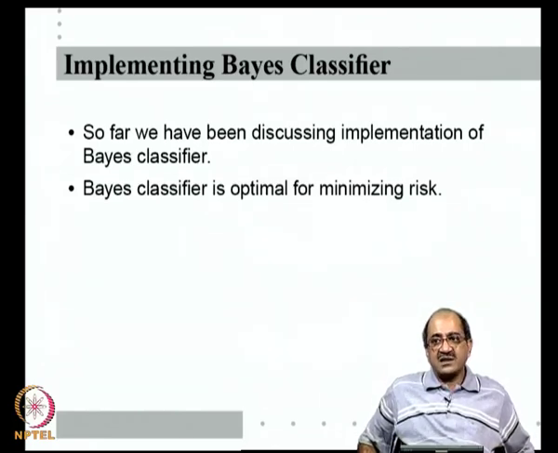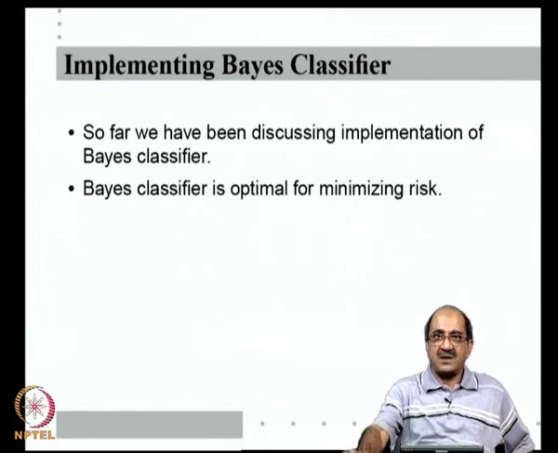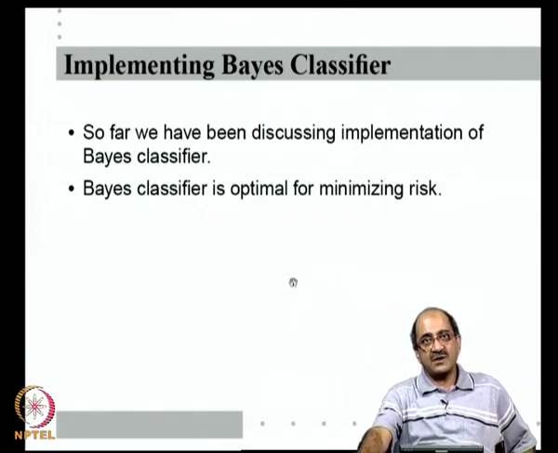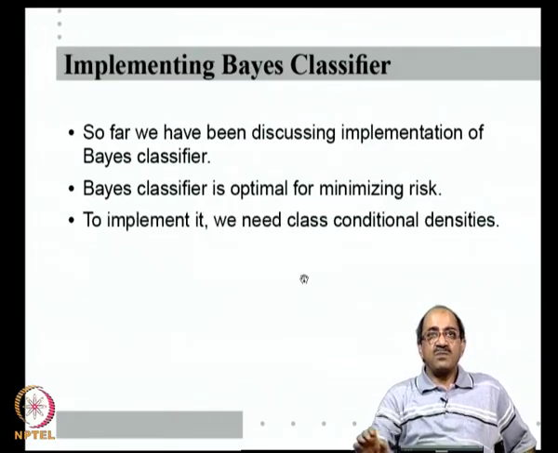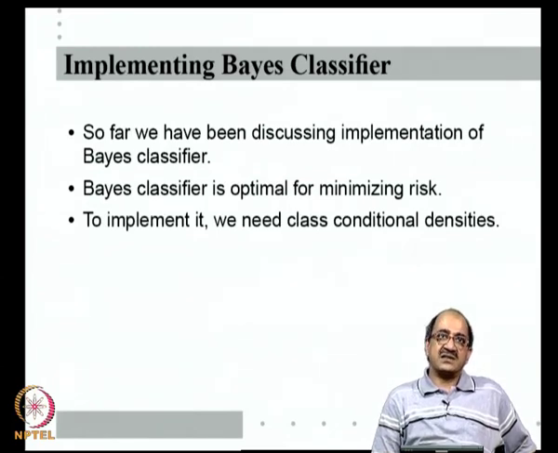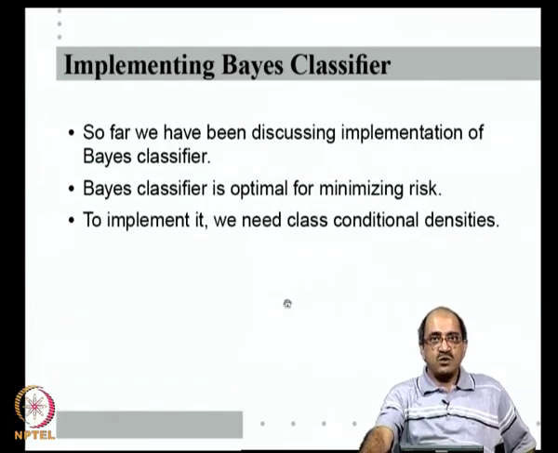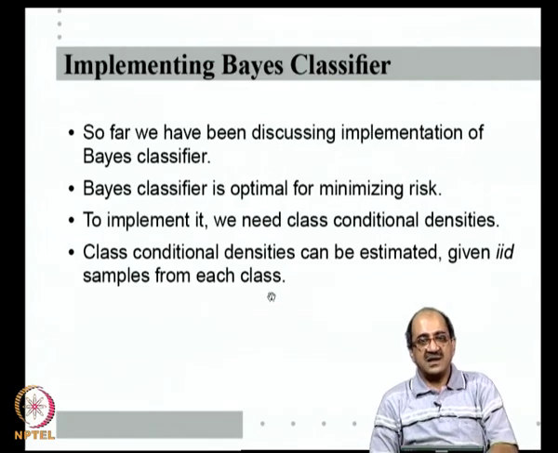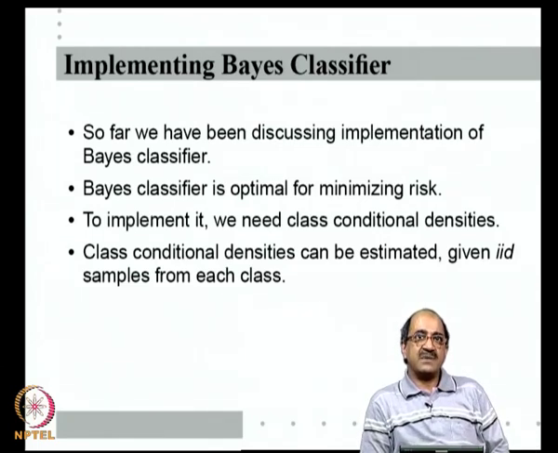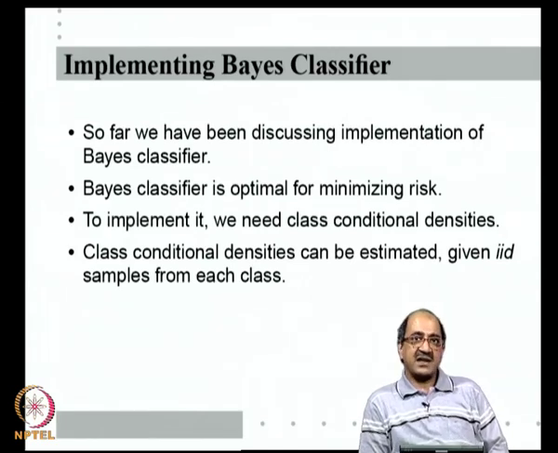If you give me the class conditional densities and priors, under any loss function, the Bayes classifier is the best in terms of risk. Okay. So, that is the reason why one would like to implement the Bayes classifier, but to implement it we need the class conditional densities, right, because we do not know them. The idea is that class conditional densities can be estimated if I have IID samples from each class. For each class I have taken the IID samples.